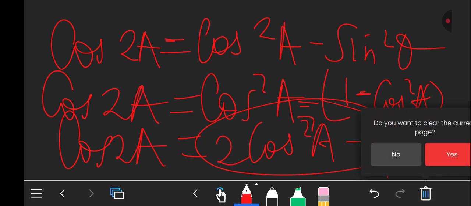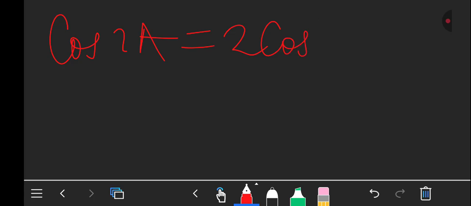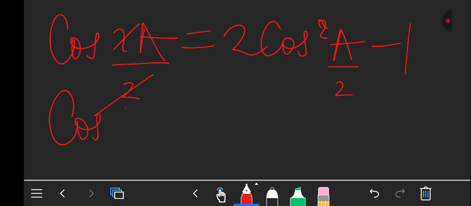Now let's derive the half angle for this one. So we are saying cos 2A is simply 2 cos squared A minus 1. Now for half angles, it means that the angle, you divide it by 2. Even there, you divide the angle by 2. So 2 into 2 is just 1. So we're going to remain with cos A.